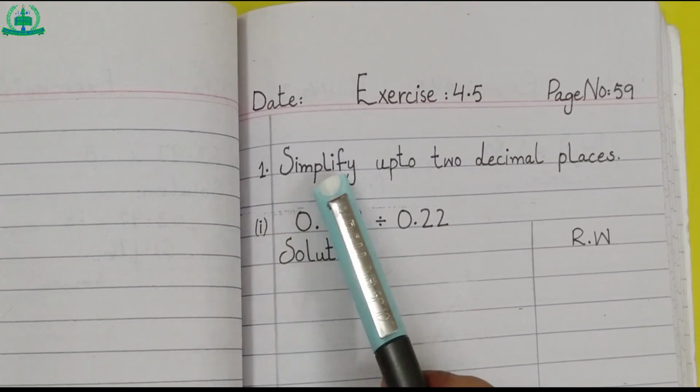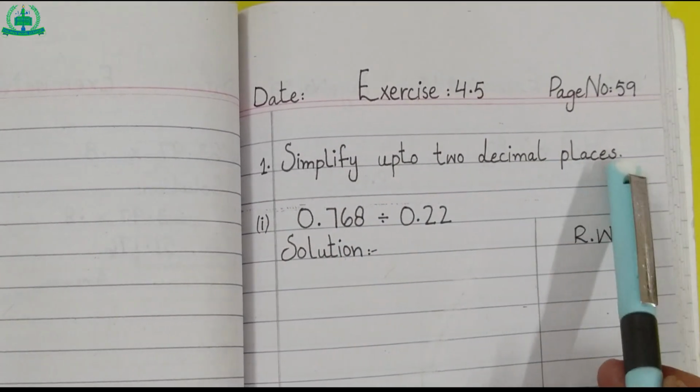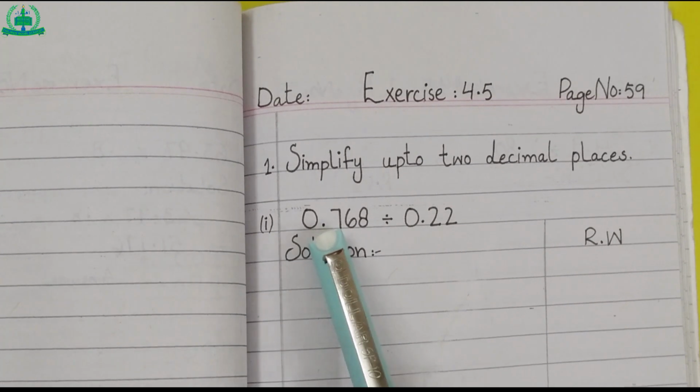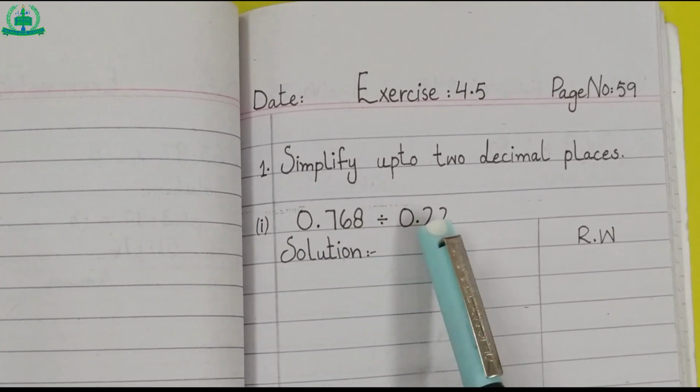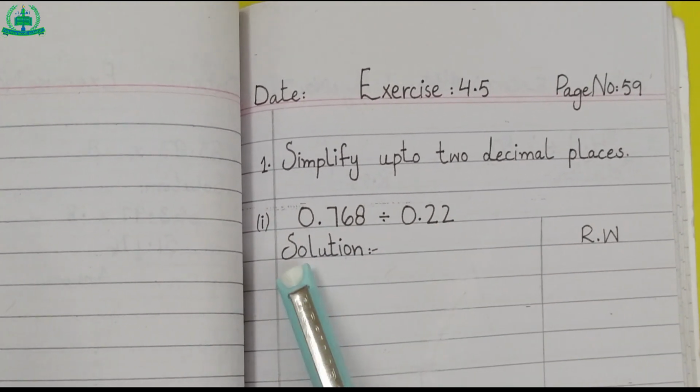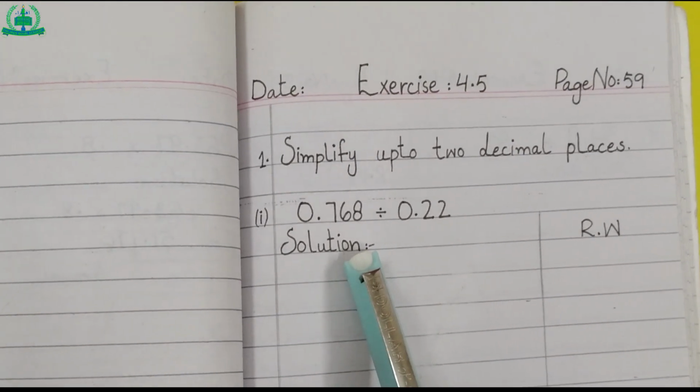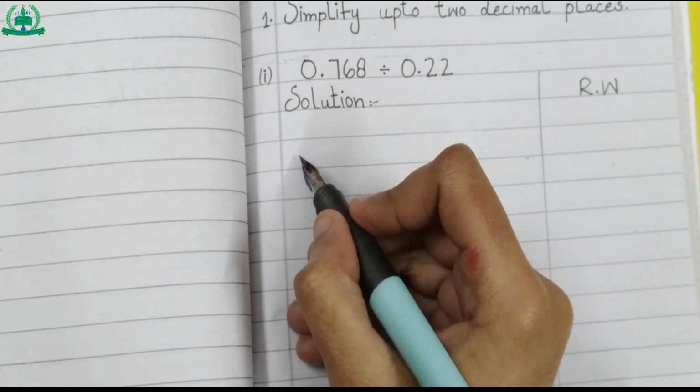Question number 1. Simplify up to 2 decimal places. Part number 1. 0.768 divide 0.22. Write heading of solution. Rewrite the question.